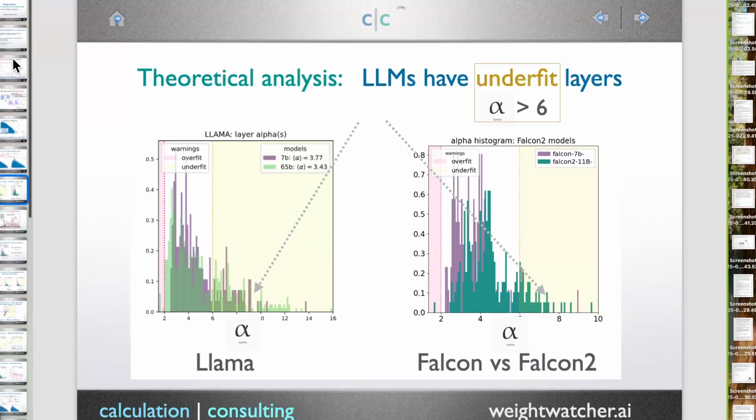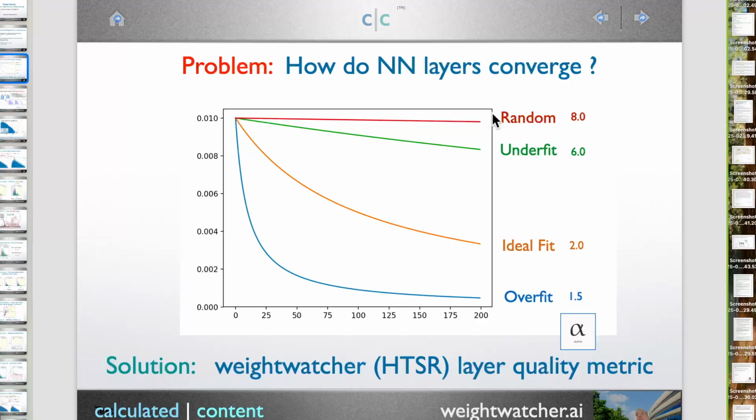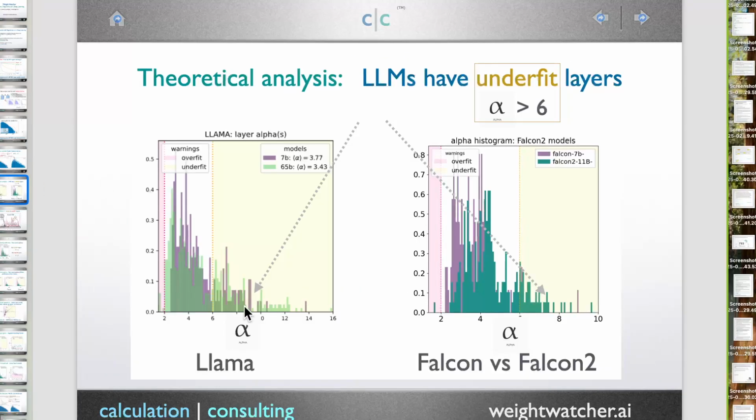Recall that's from this slide. We're way up here. So a lot of the layers are in this range right here, between ideal and underfit. But you have a lot of layers that are underfit. Falcon is very interesting because in the original Falcon, all the layers are in the safe range. And then when they refit it, a lot of the layers became underfit.